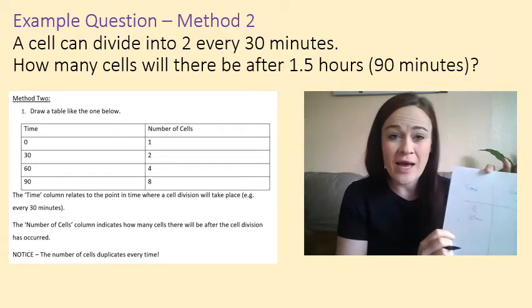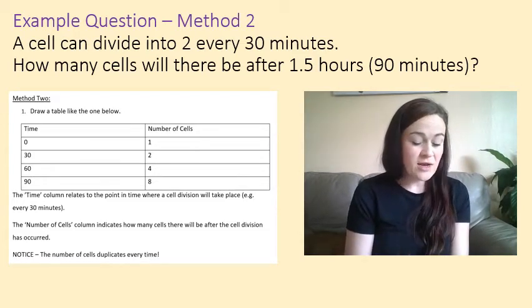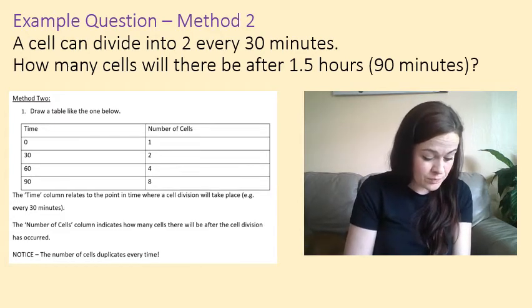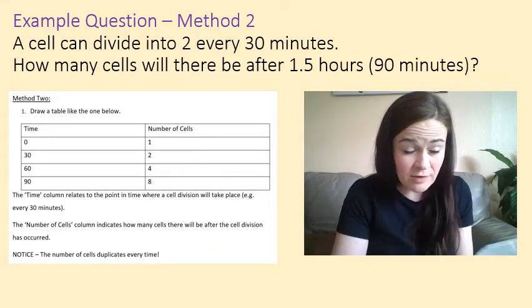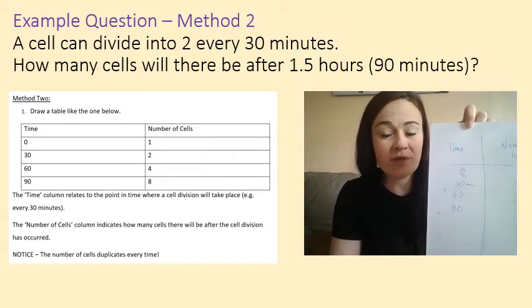And then we add another 30 minutes onto that, so the next cell division will be 60. Then there'll be another 30 minutes, so 90. And our question asks us about 90 minutes, so our table will actually stop at 90 minutes.